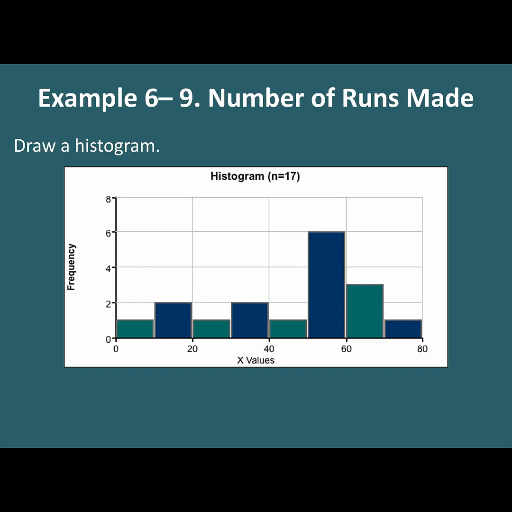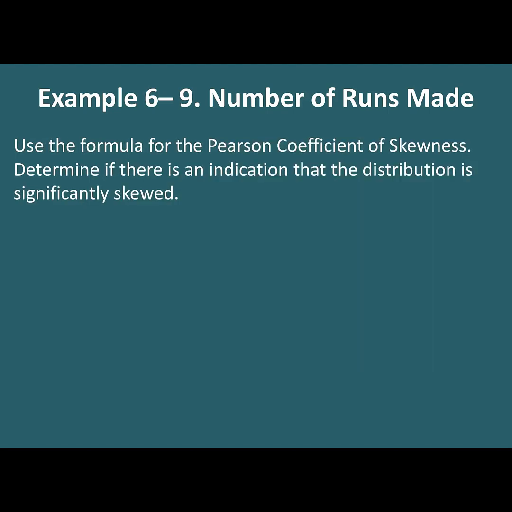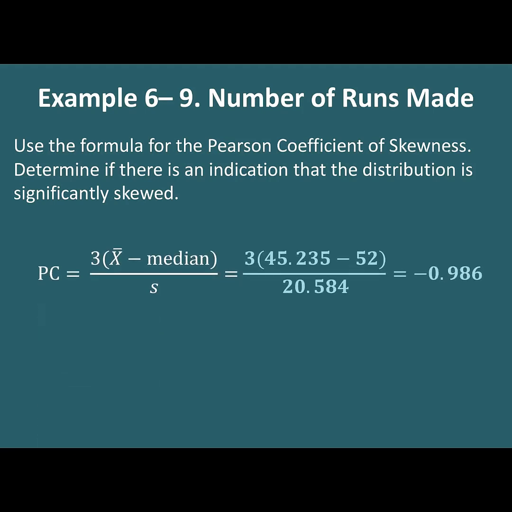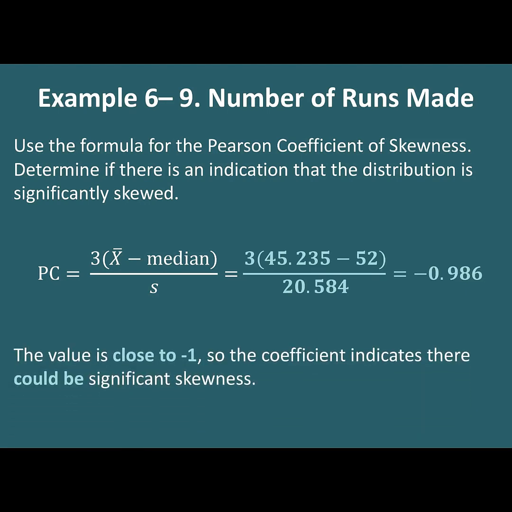We'll notice here that this is not looking normal. But of course, in order to verify this, let's go ahead and take a look at the Pearson coefficient of skewness. Here we take 3 times x bar minus the median divided by the sample standard deviation. In this case, we get negative 0.986. Now this is not less than negative 1. However, because it is close to negative 1, the coefficient indicates that there could be significant skewness.